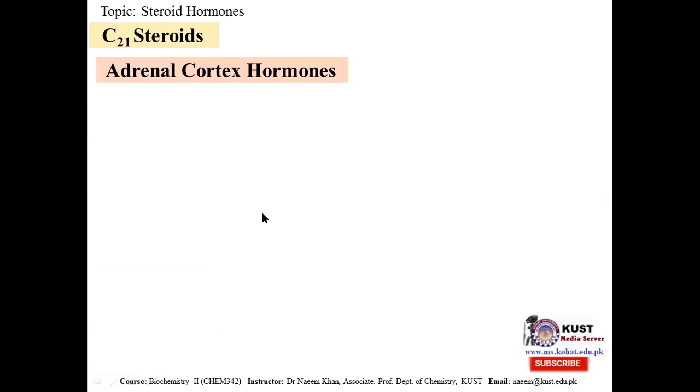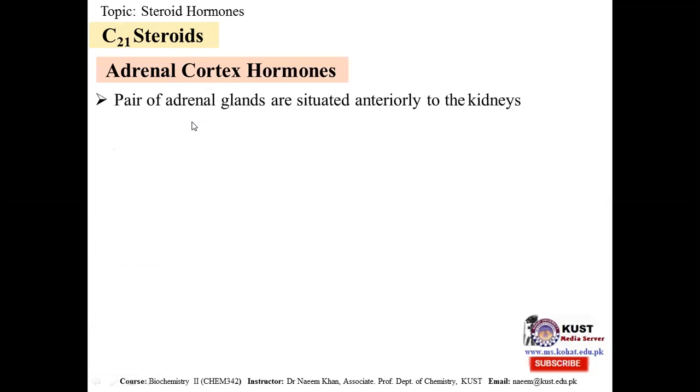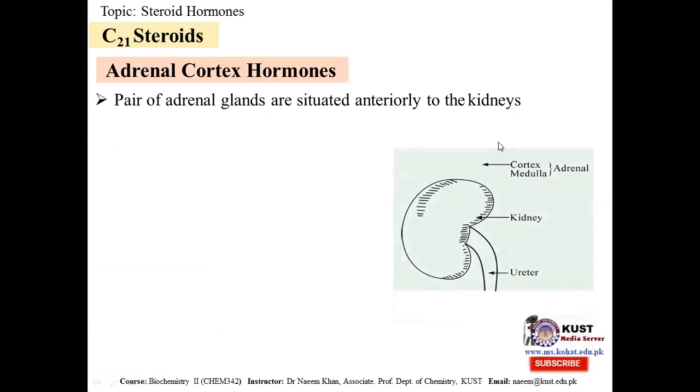The third class is the C21 steroids, which are also called adrenal cortex hormones. A pair of adrenal glands is situated anteriorly to the kidneys. Here we can see this is a kidney, and here a pair of adrenal glands is located. The adrenal cortex is the outer thick covering.